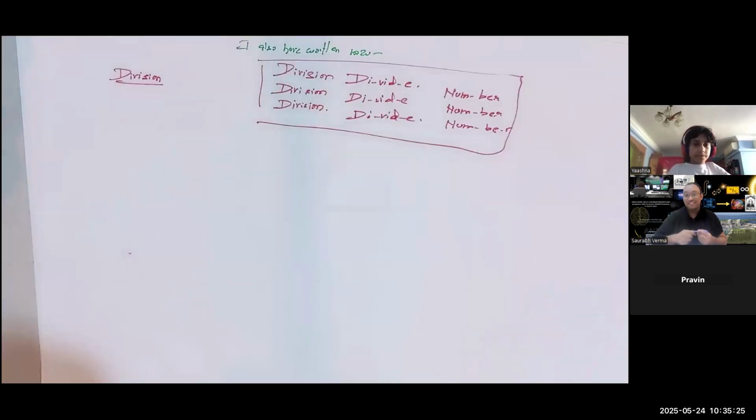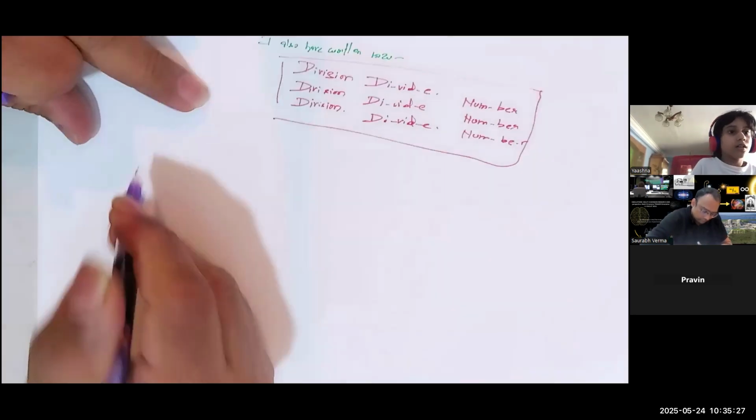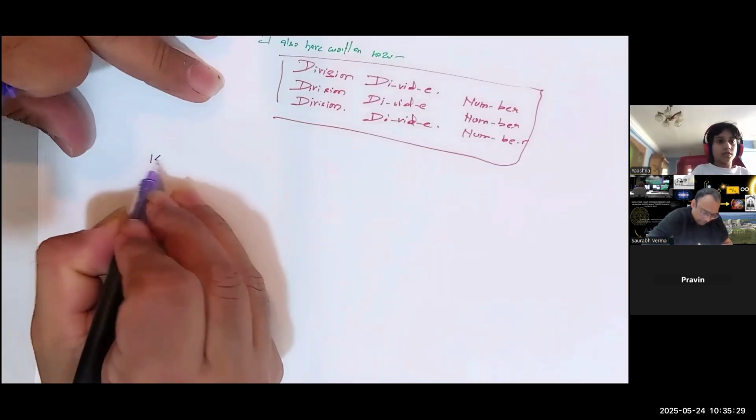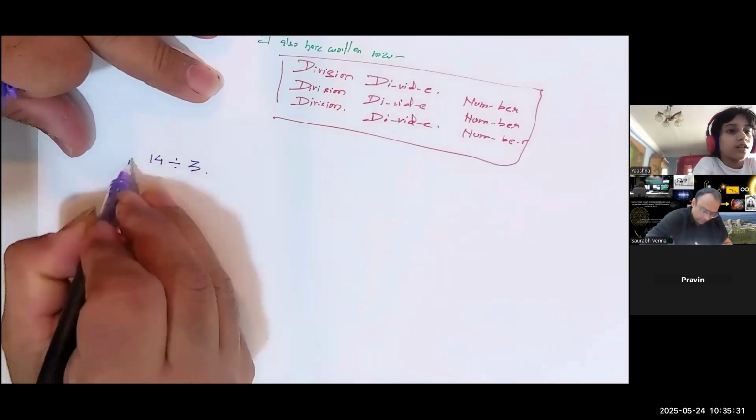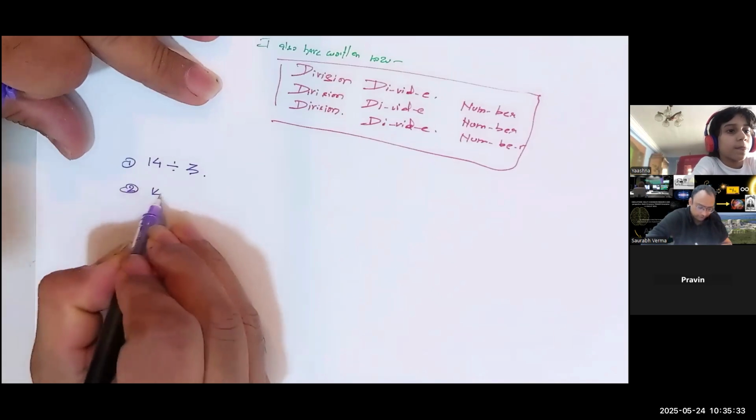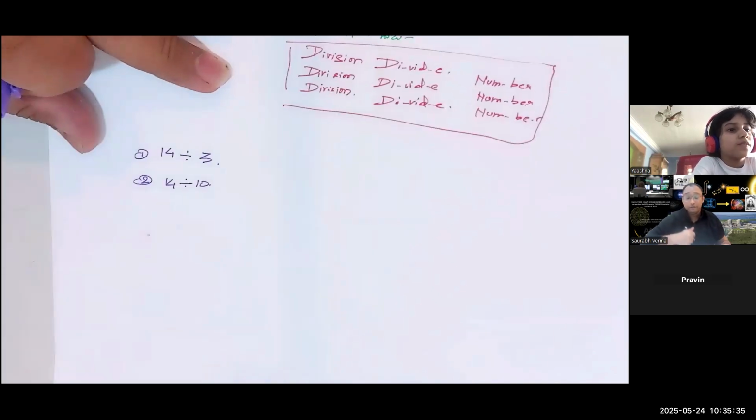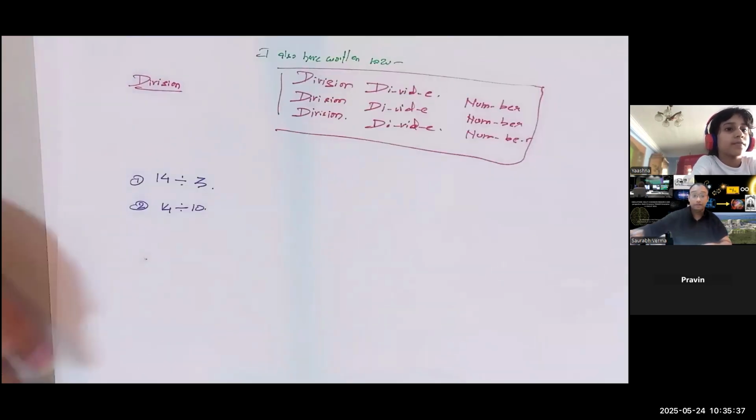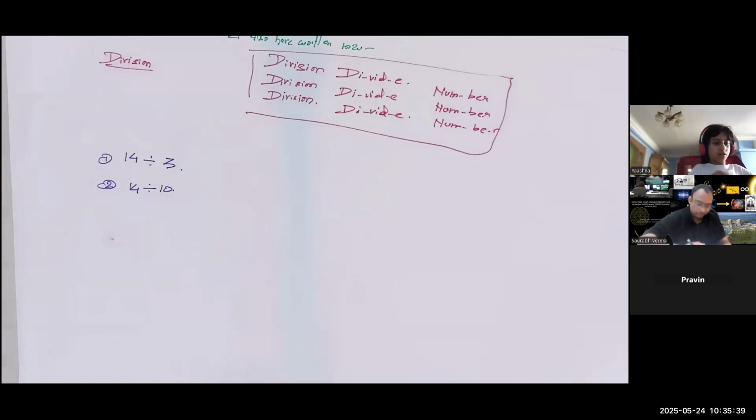Now you told me the division of which number? 14 divided by 3, clear? Second is 14 divided by 10. Two numbers you give to me? Now, what is this?